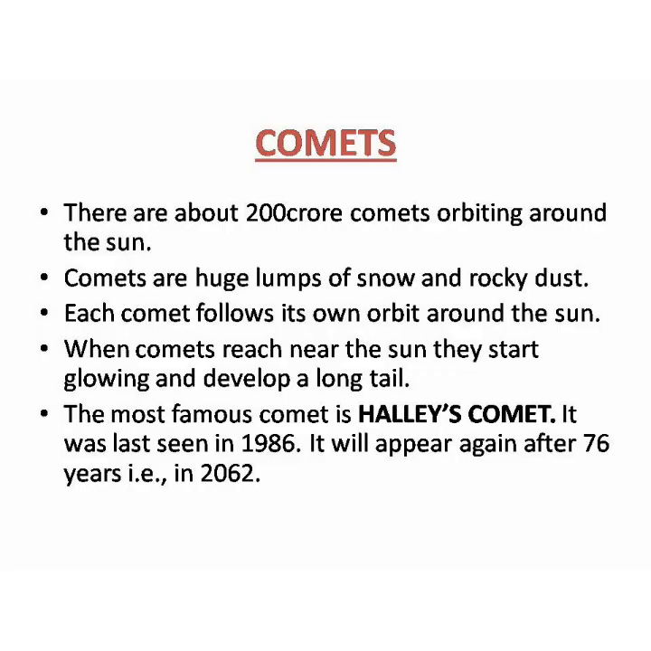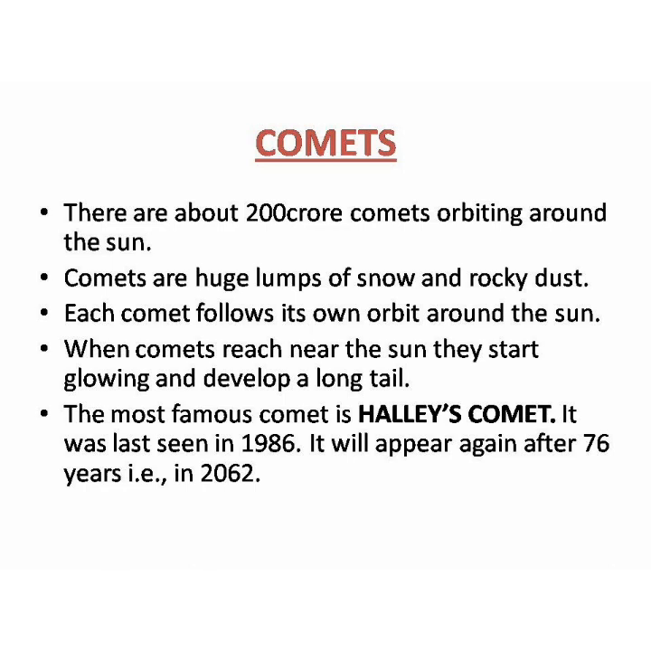Now come the comets. Comets are some of the rarest objects in the solar system, often known as the dirt ball of the solar system. Why is it known as a dirt ball? Because they are made up of dust and ice wrapped around a small rocky core. There are 200 crore comets which orbit around the sun. Comets are huge lumps of snow and rocky dust. Okay, that is why they are also known as dirt balls.